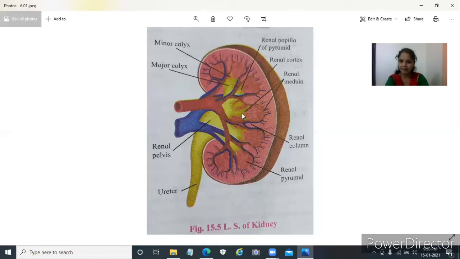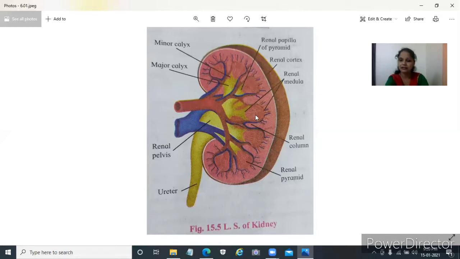Here is an acute apex and the broad base. This broad base is toward the cortex, while the acute apex is toward the medulla. While there is the renal column. Now this cortex continues into the medulla region with the renal column or column of Bertini. This renal medulla shows a striated part. This one is the striated part.